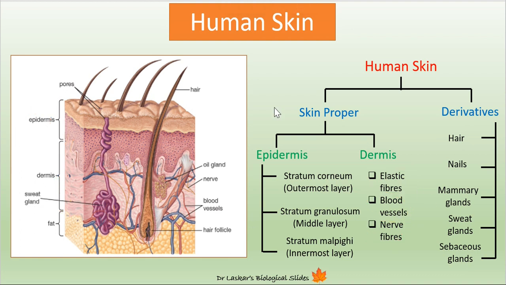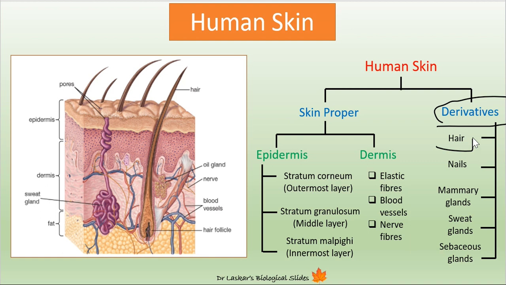Now if you come to the derivatives of the skin, that is the second broad portion of the human skin. Here, different kinds of structures are derived from the human skin, and we can say these are the derivatives part of the human skin.